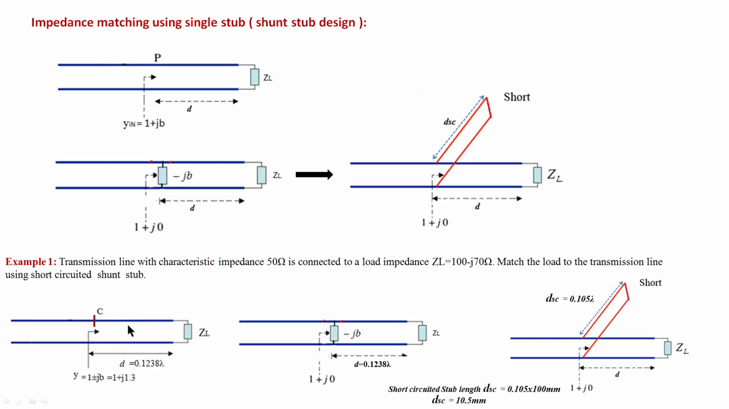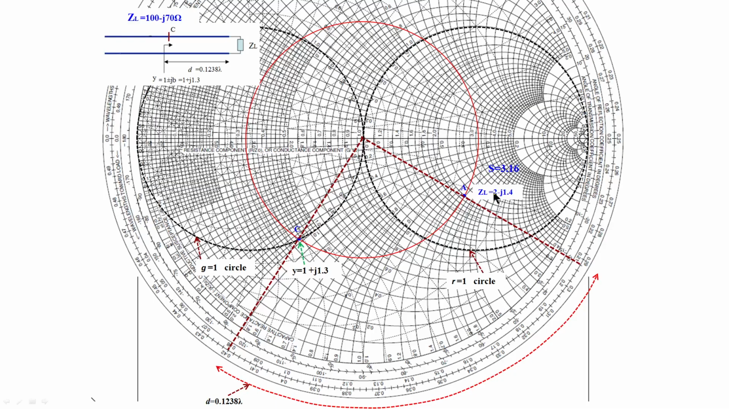To do it on the Smith chart, you should normalize this load and get its normalized value. The real part is 2 and the imaginary part is 1.4, so the normalized value is zL equal to 2 minus j1.4. You mark it on the Smith chart. You know how to mark it: the resistance value R should be 2 and X should be minus 1.4. Where resistance value 2 intersects, you mark it.